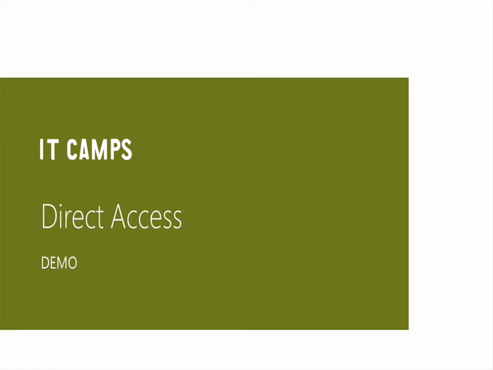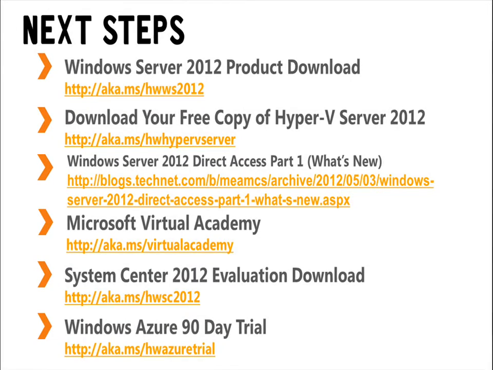That was a great demonstration of how to install DirectAccess on Windows Server 2012. Don't forget, you can go download Windows Server 2012 today by going to aka.ms/hwws2012, which will allow you to get a 180-day evaluation of Windows Server 2012, so you can go out and try this on your own.